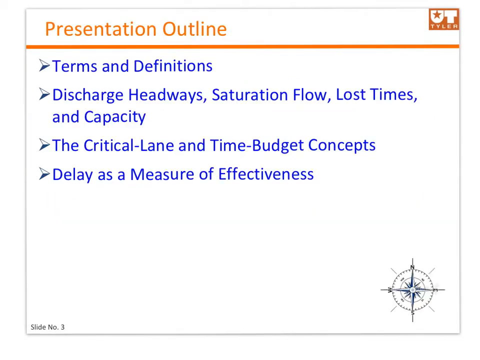The outline for this chapter: we're going to start with some revision of terms and definitions that we may have touched upon in the previous classes, and then we're going to talk about discharge headways, what we mean by saturation flow, lost time, and the capacity of the intersection. And then we will also define the critical lane and time budget concepts, and then we're going to introduce you to the concept of delay as a measure of effectiveness and how we can measure the delay at any intersection.